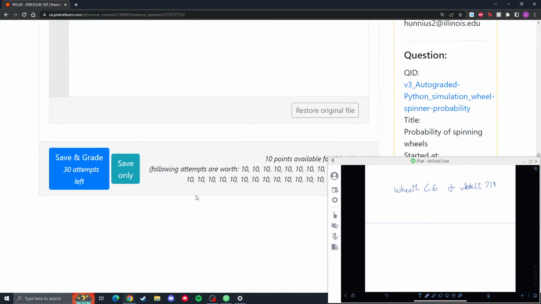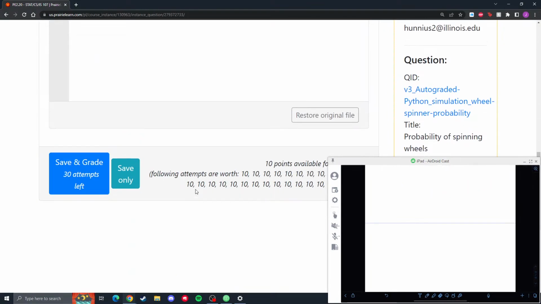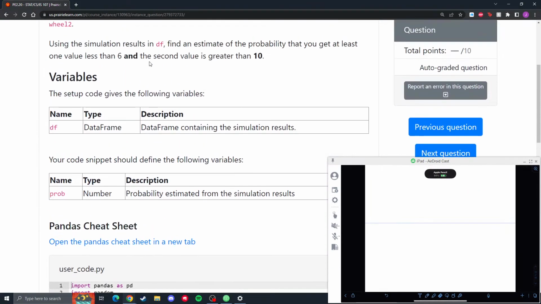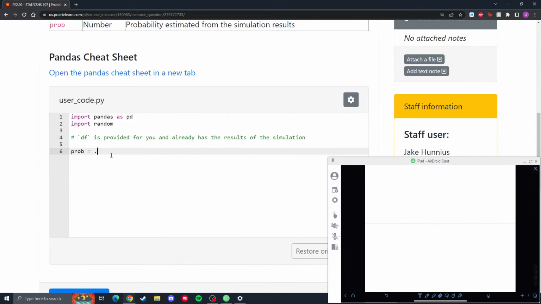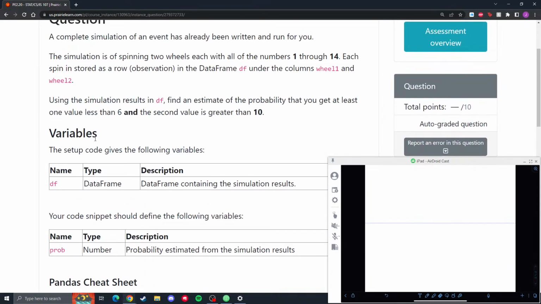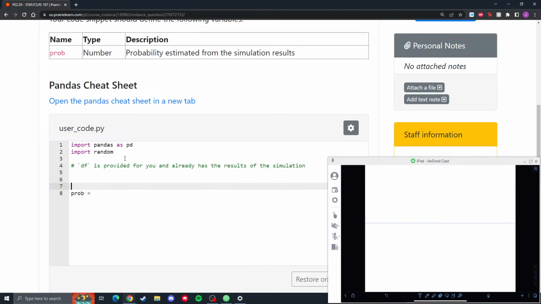So in this case, since it's an and, we don't have to worry about when the second one is less than 6. So we can just create a df of successes, and then we'll just do df at df.wheel 1 is less than 6, and we have to wrap this in parentheses because we're doing multiple conditionals, and df.wheel 2 is greater than 10.